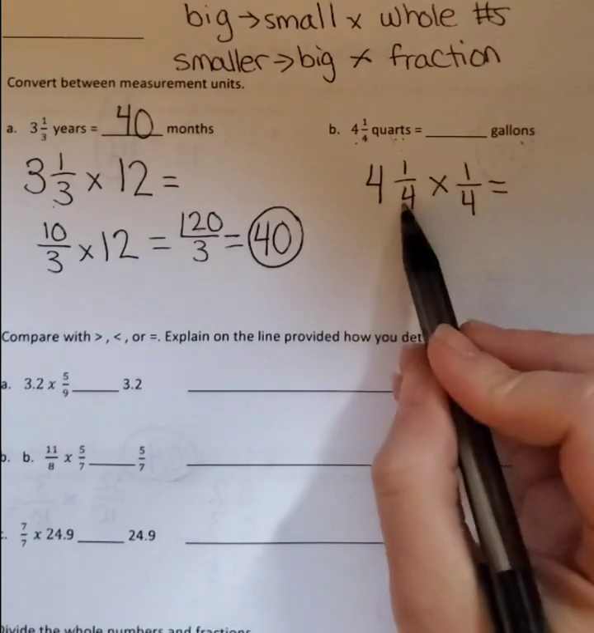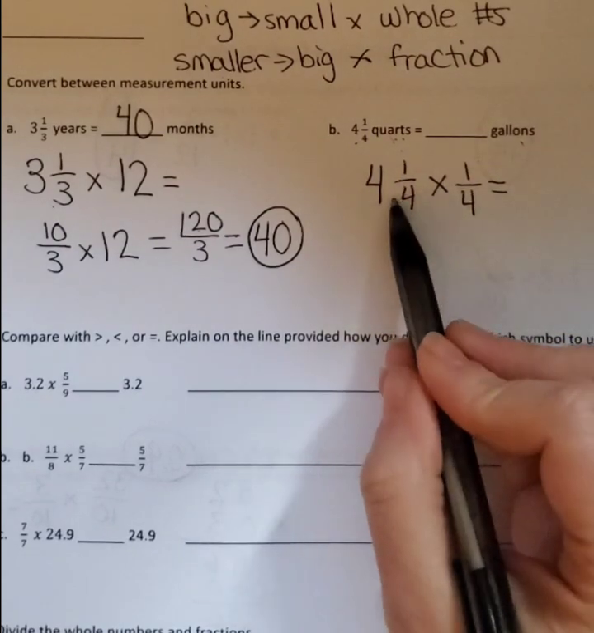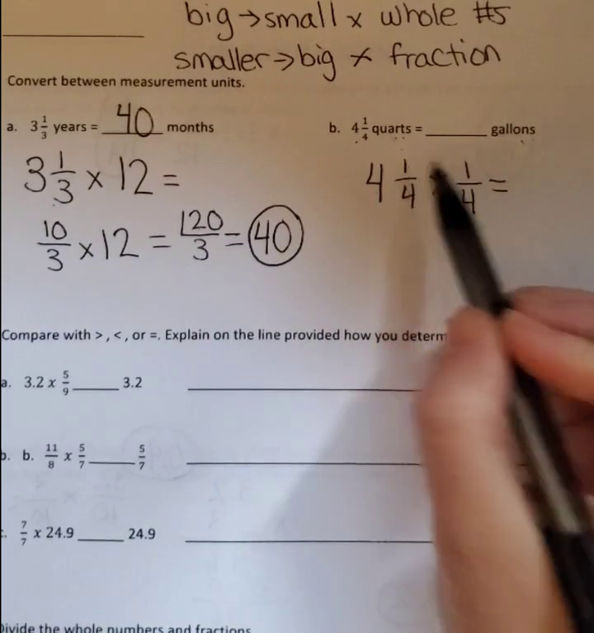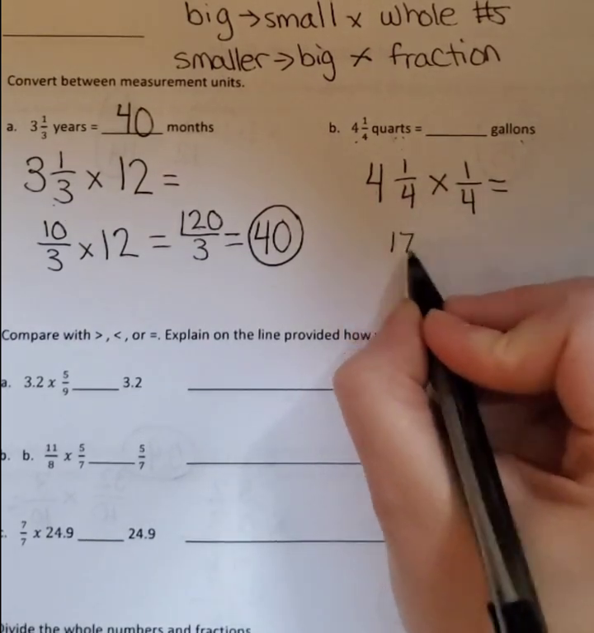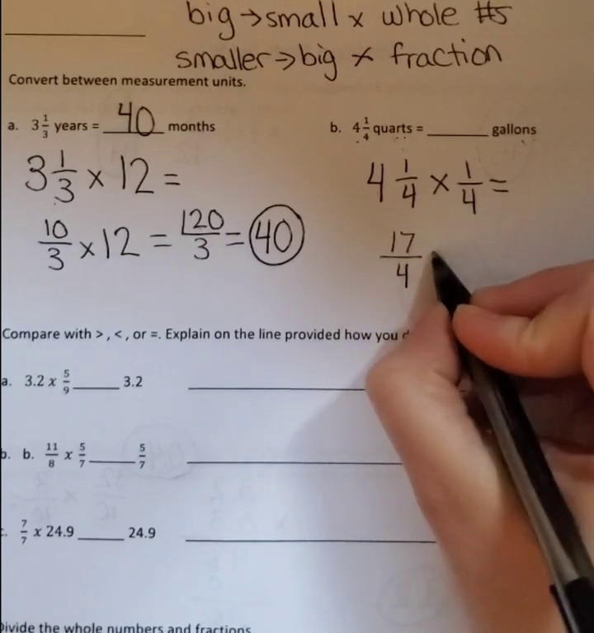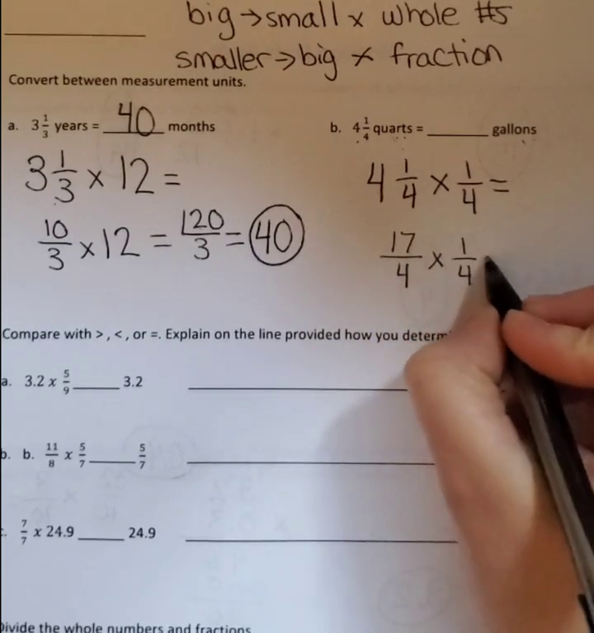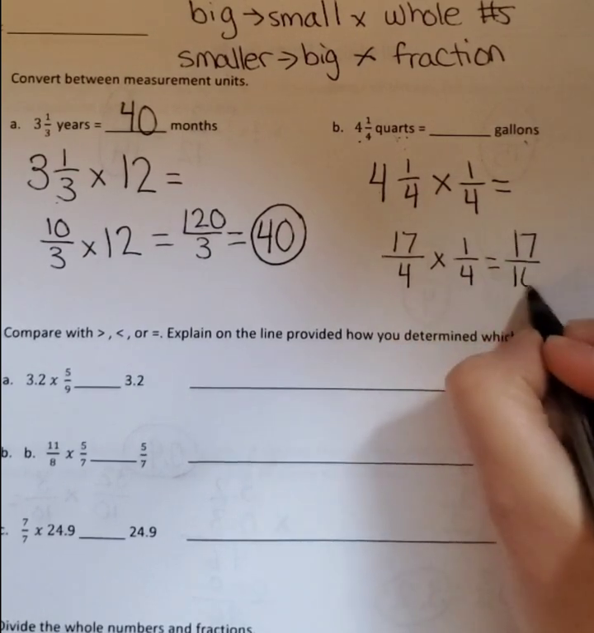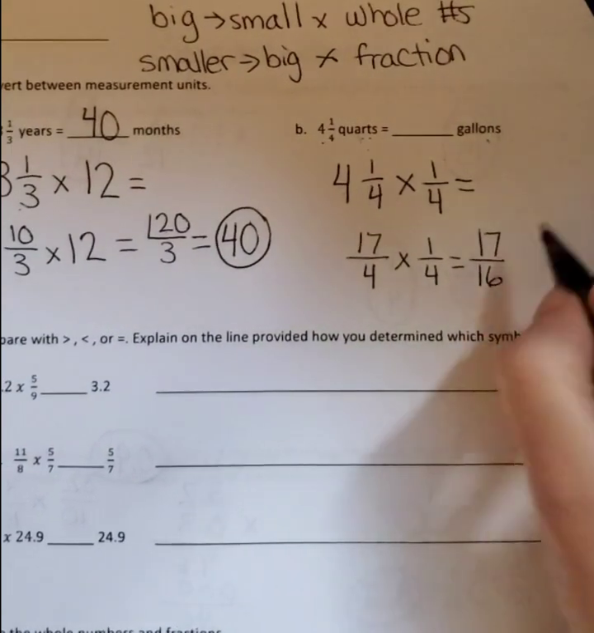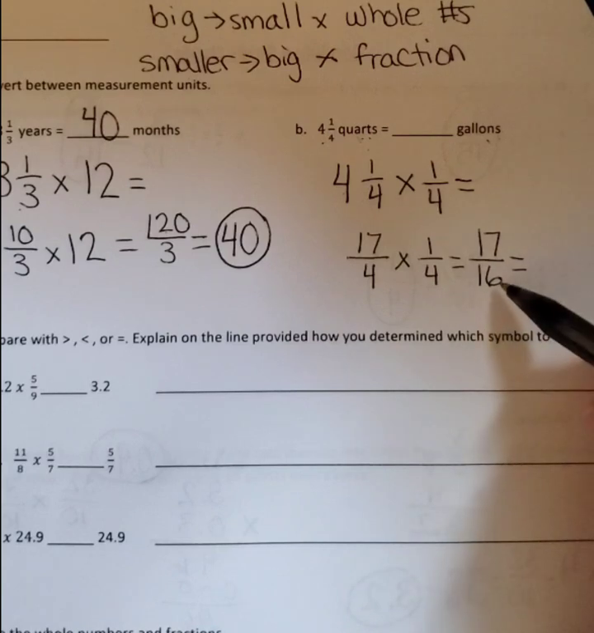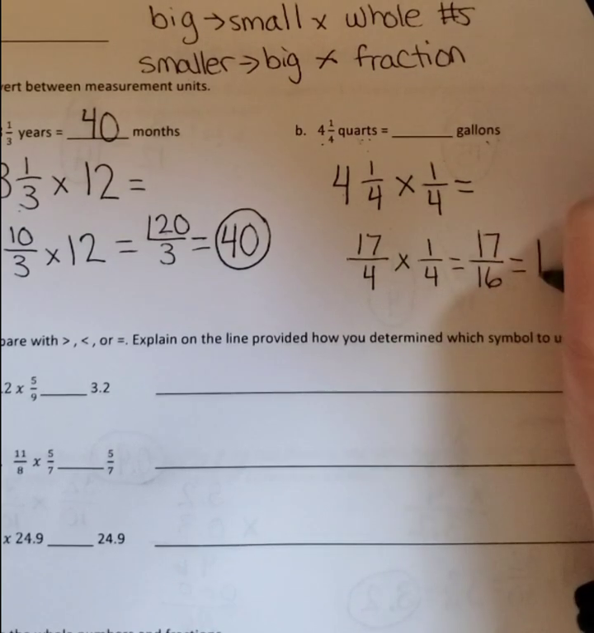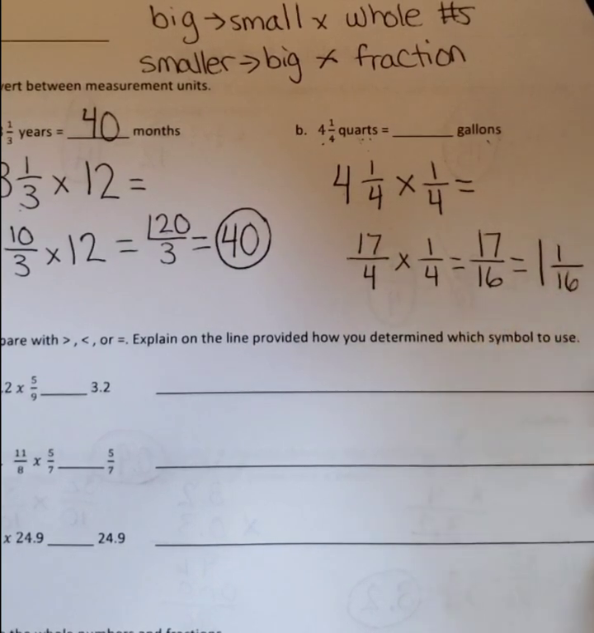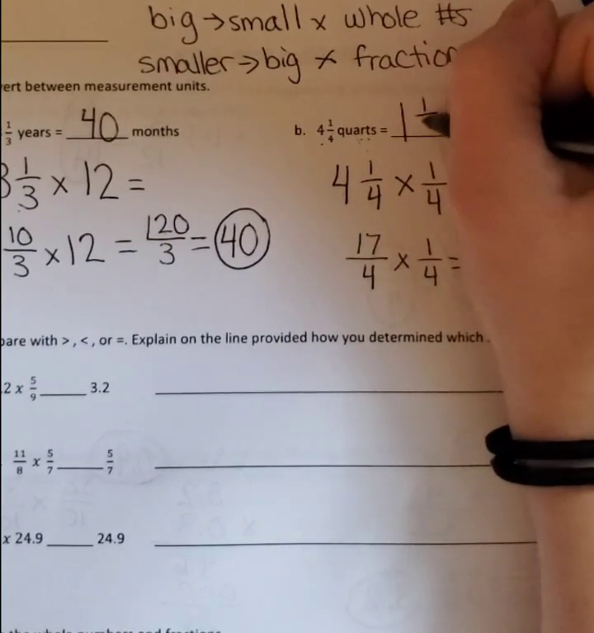So now again, make this an improper fraction. 4 times 4 is 16 because 4 wholes is 16. And 1 more is 17. So 17/4 times 1/4 equals 17/16. And again, turn this into a mixed number. So 16 can go into 17 one time, with 1 left over. So 1 1/16 is your answer.